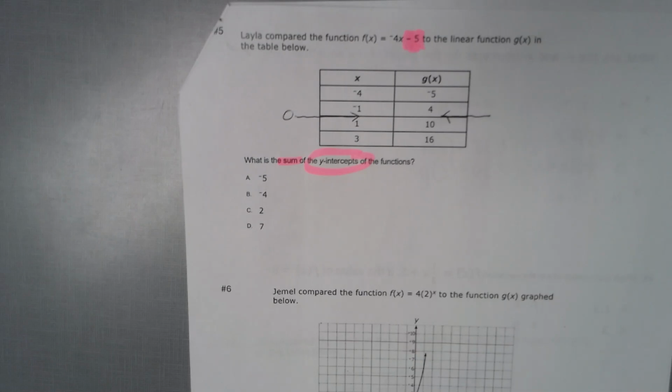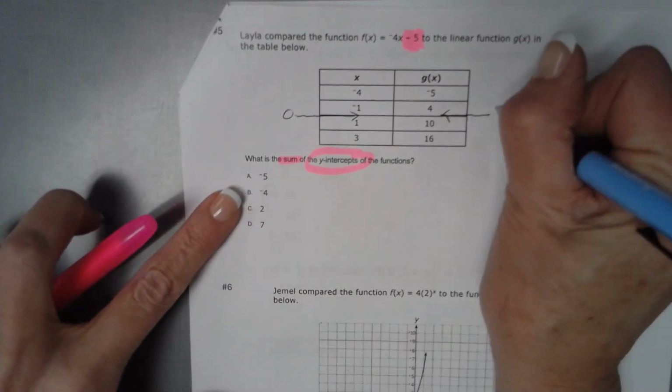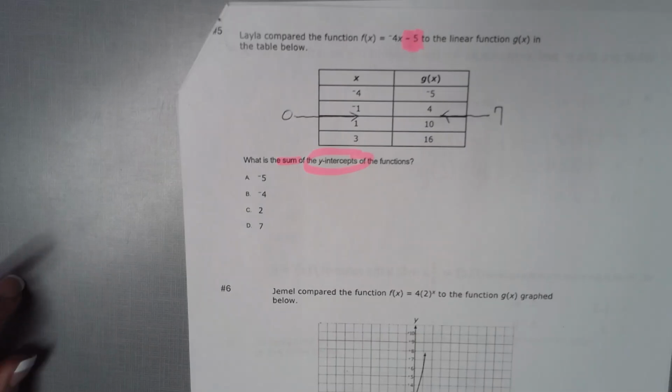So there's 6 units between 4 and 10. 4, 5, 6, 7, 8, 9, 10. So I need 3 of them. 4, 5, 6, 7. So the missing ordered pair is the ordered pair 0, 7. That's the missing ordered pair.